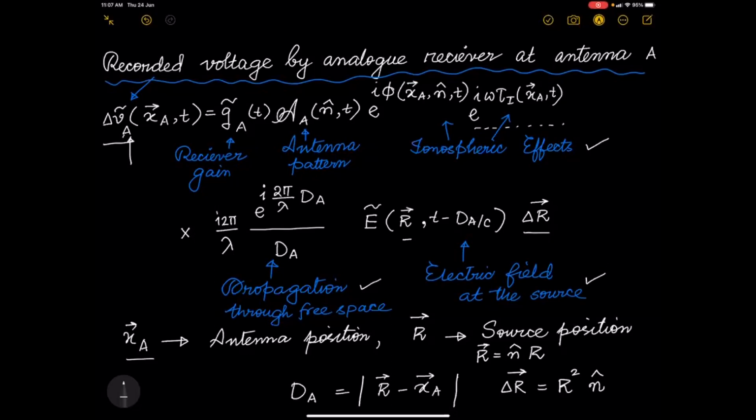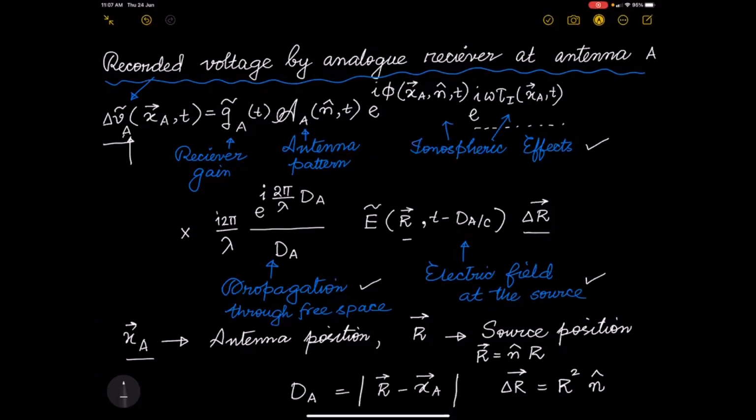But there may be other things, like what is the receiver that is sitting behind the antenna. That will have a particular type of gain. So I denote it by a suffix A. And if you remember, this dA is nothing but the distance between the point in the source where the electric field is originated, and the point in the antenna where the electric field is received. So it's that distance essentially. Lambda is obviously the observing wavelength.